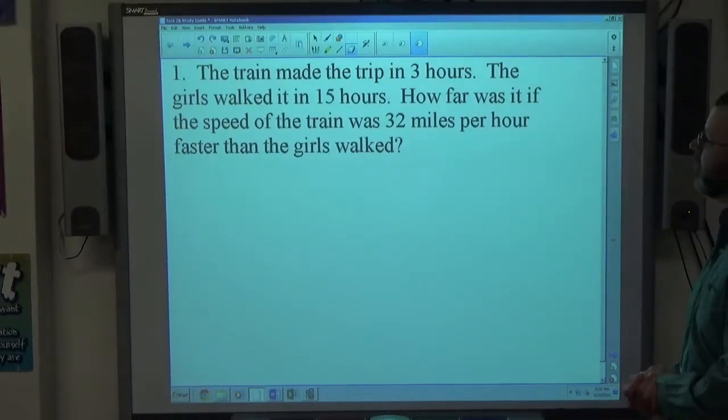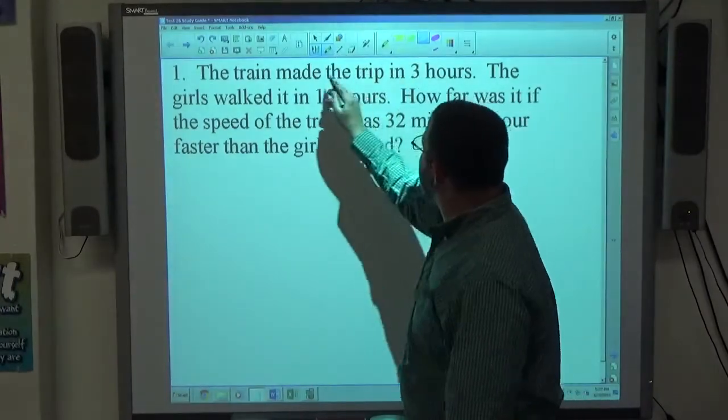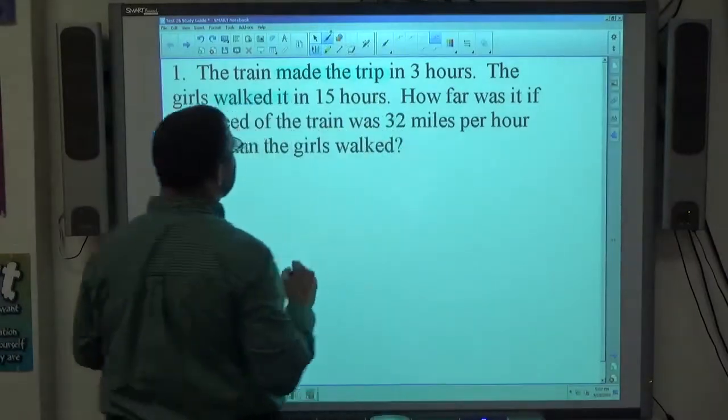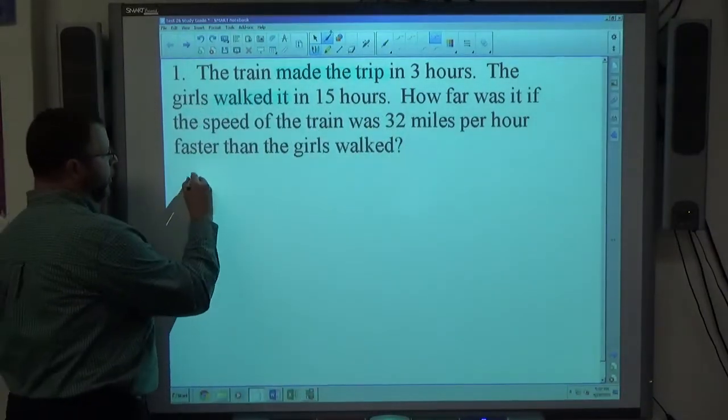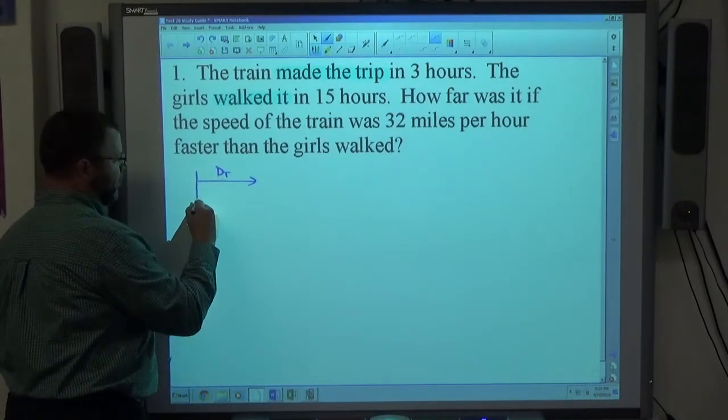All right, example 1: the train made the trip in 3 hours, the girls walked it in 15 hours. It says made the trip and walked it, implying the same trip, so that tells me the distances are equal. So I know that the train went some unknown distance, and the girls went the same distance.